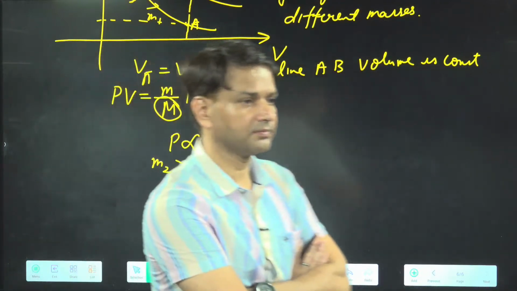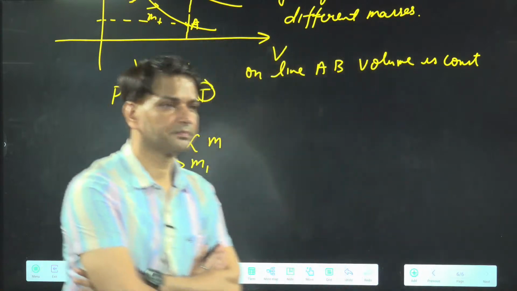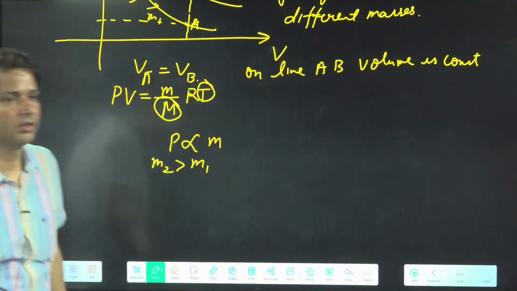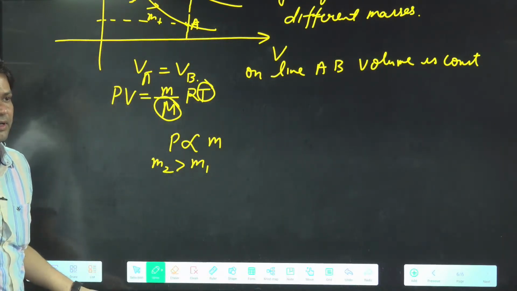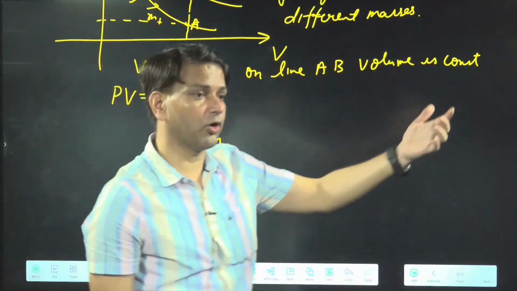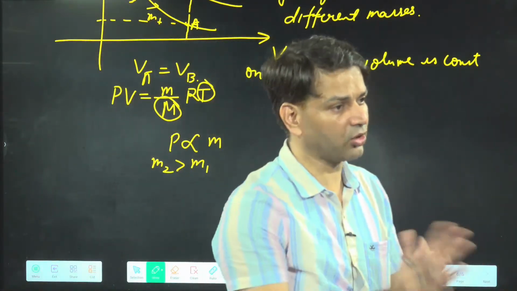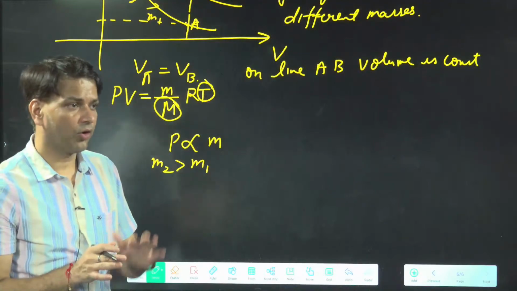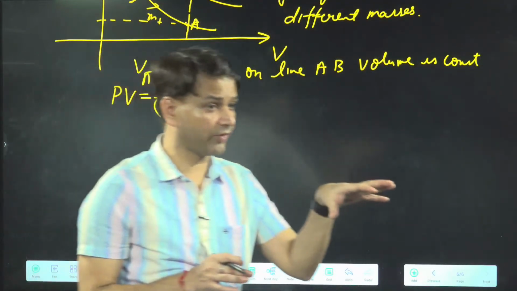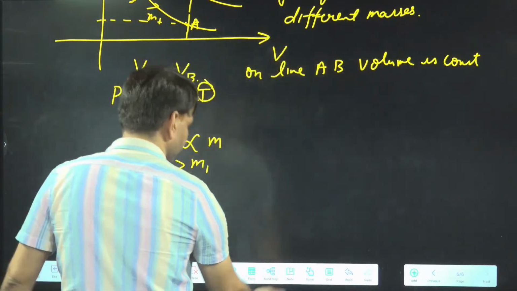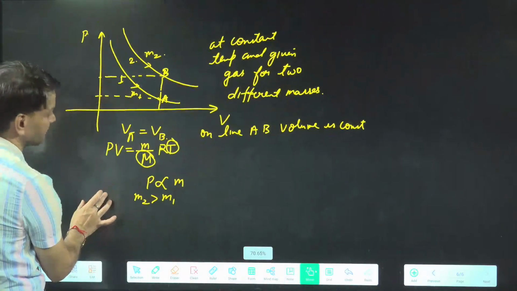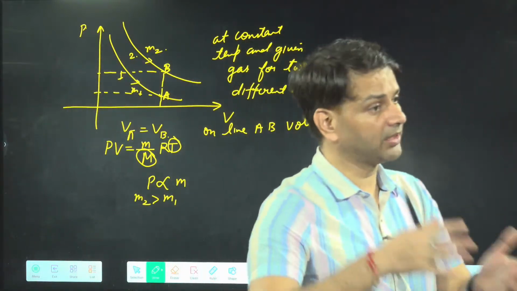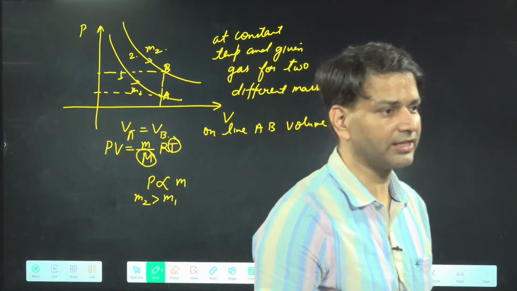Everybody got or not? Okay. So next, same type of problem then you will do. Suppose this graph is plotted for the given mass but different gases at the constant temperature. Then what is the relation you will get? Suppose same graph I got for given masses of different gases at constant temperature.